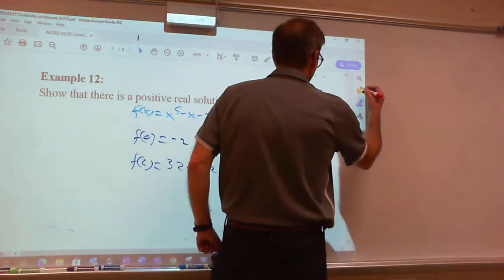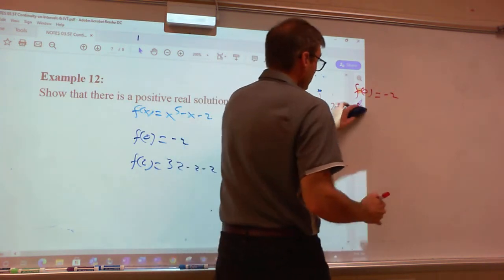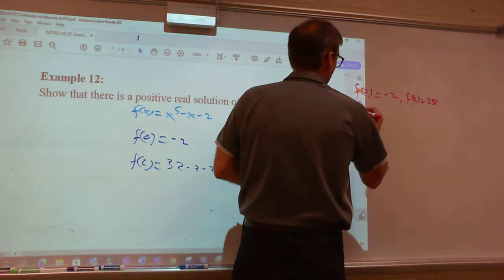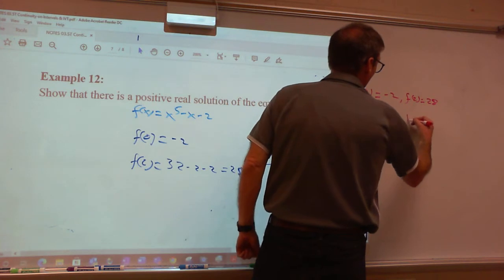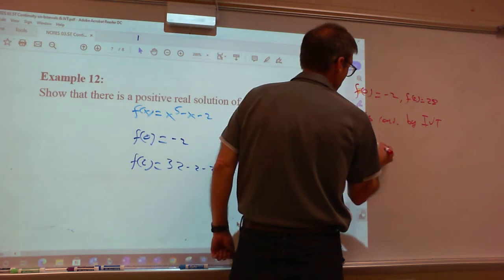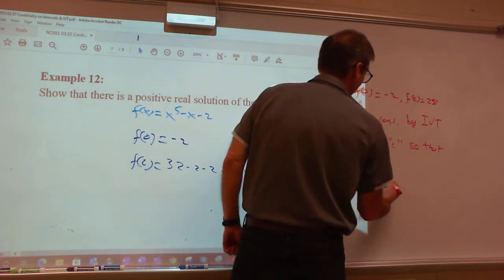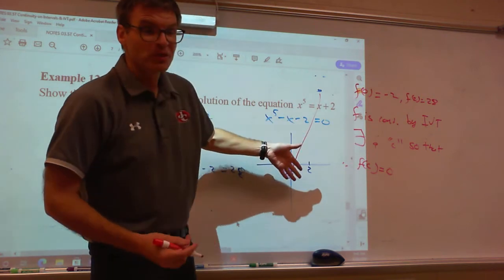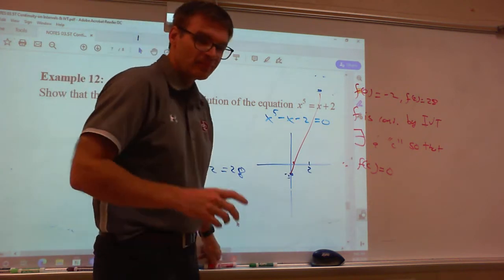How we say all of this, and I need more board space. We establish that f of 0 is equal to negative 2, and f of 2 is equal to 28. We say f is continuous. So by the intermediate value theorem, there exists a magic value c so that f of c is equal to 0, which is what this picture says. There's got to be a place where it crosses. All right?